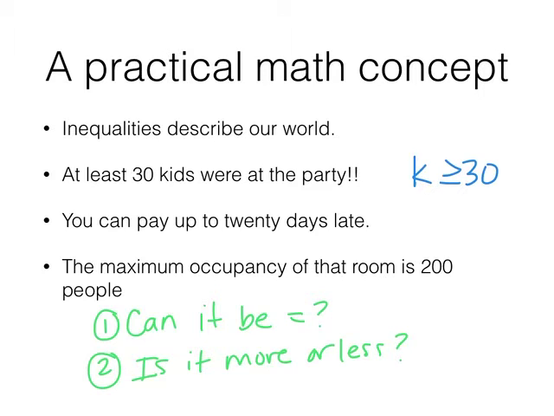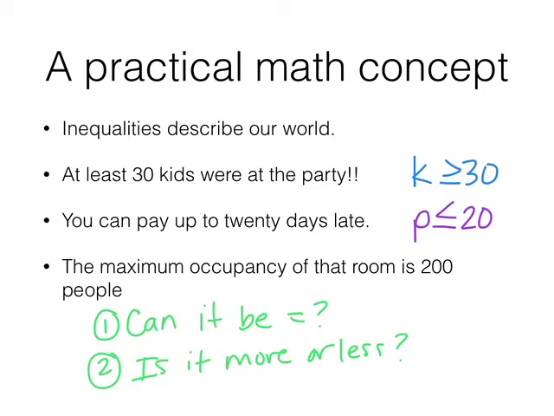You can pay up to 20 days late. All right? Up to 20. So can you pay 20 days late exactly? Yep, because it's up to. But you can't pay any less or more. You can't pay any more than 20 days late, so it must be less. Last one of these.